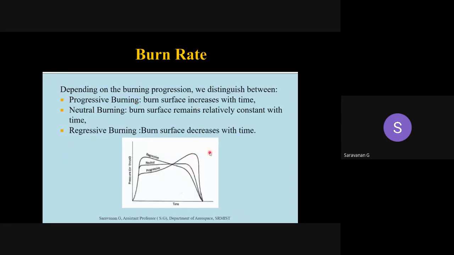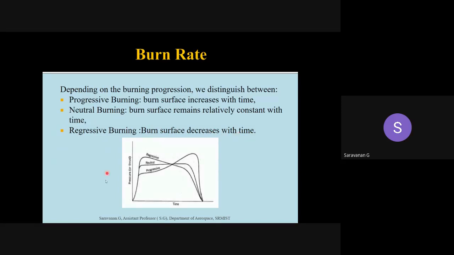So we discussed last class the different types of burning. Again, I am going to discuss progressive burning, neutral burning, and regressive burning. When the burn surface area increases with time, it is progressive. When the burn surface area remains relatively constant with time, it is neutral burning. When the burn surface area decreases with time, that is regressive.